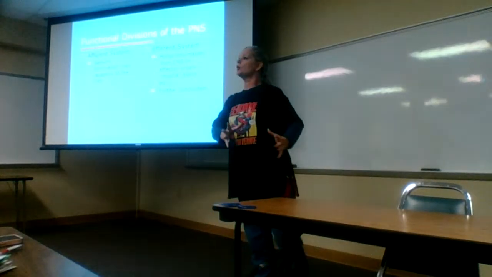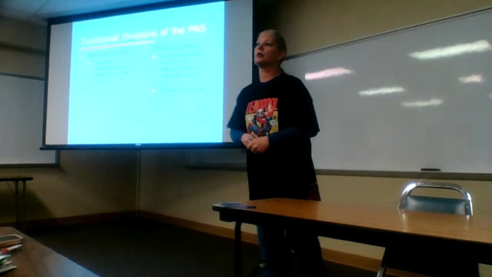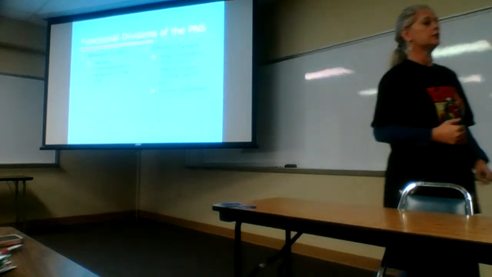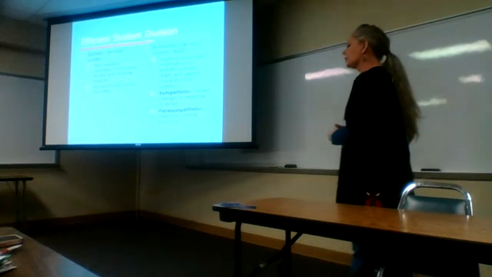Those you can control, tell them what to do, have input, and those you can't control. They're going to do what they're going to do whether or not you want them to. So the somatic nervous system and the autonomic nervous system.